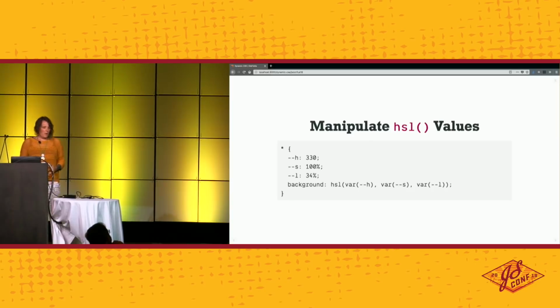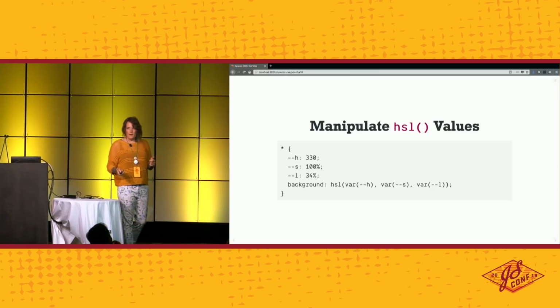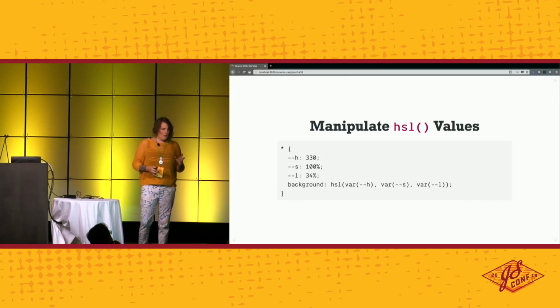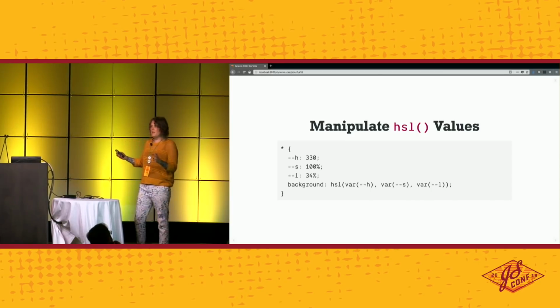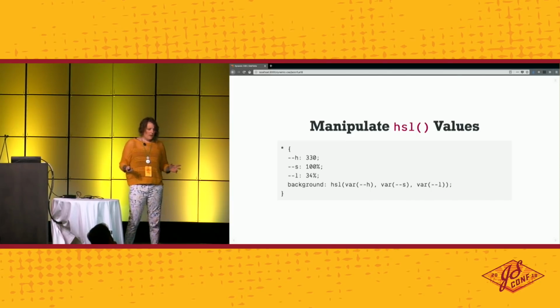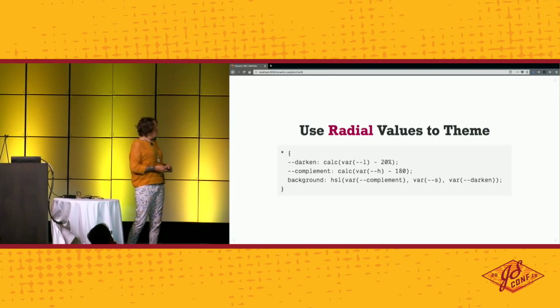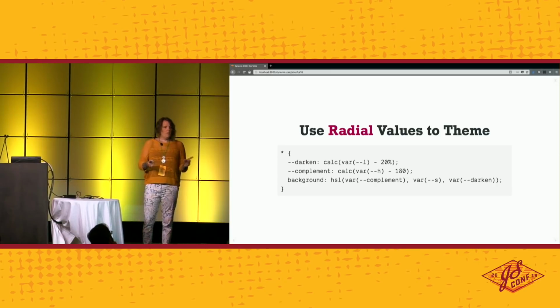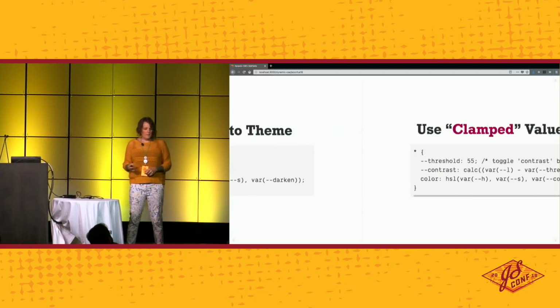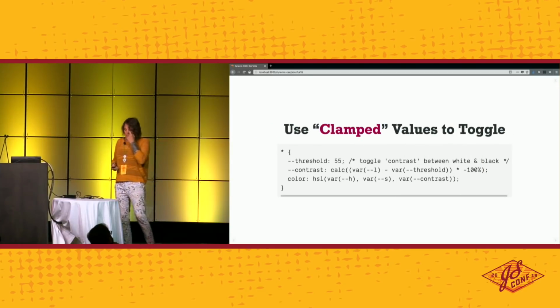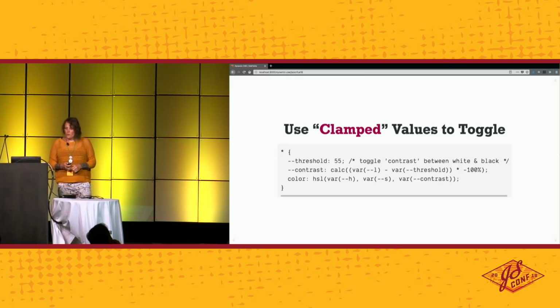Another thing that I just started playing with, and there's an article on CSS Tricks that inspired some of this, is manipulating individual values of the HSL function as variables, and then getting to change them individually. For example, creating a darken and a complement, and being able to use those where I want, so I can start to create a theme based on CSS variables. So the fun thing that they were showing in the article is the way you can use clamped values.